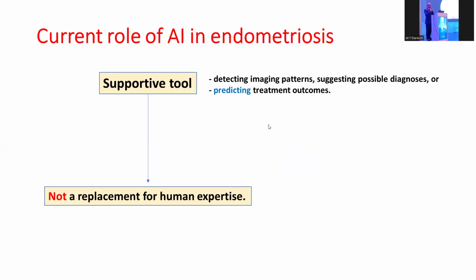So in conclusion, I would say that the current role of AI in endometriosis is limited. It's just a supportive tool detecting imaging patterns, suggesting possible diagnosis, or predicting treatment outcome, but you cannot rely on AI in endometriosis. This is not a replacement of human expertise. The doctors should train themselves to individualize the treatment plans, to go through the history in a meticulous way, and detect systemic and gynecologic manifestations of endometriosis, to detect those patients who are at risk for cardiovascular problems, for malignancy, for other systemic problems of endometriosis.